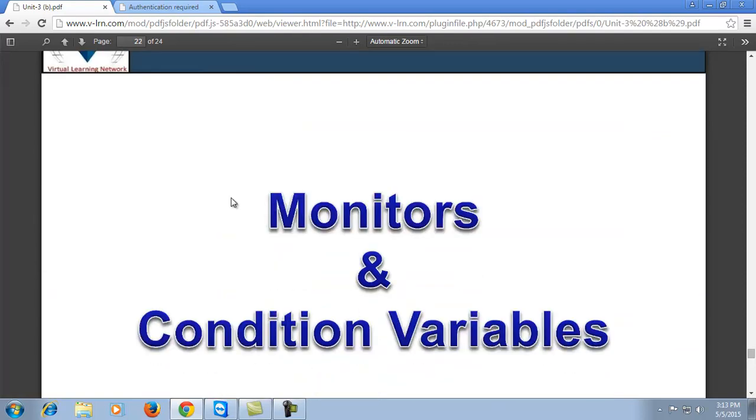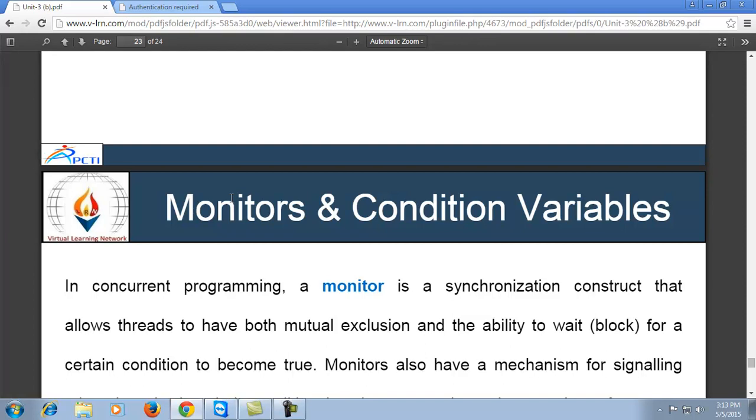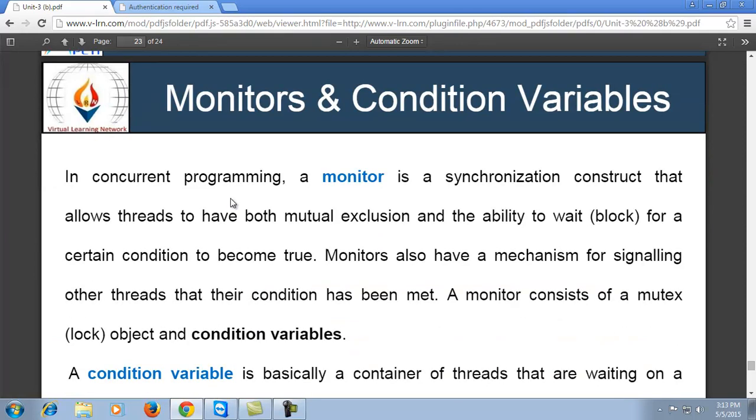Next is monitors and condition variables. In this topic, in concurrent programming, a monitor is a synchronization construct that allows threads to have both mutual exclusion and the ability to wait for a certain condition to become true. In this case, a number of processes are there for execution and completing their tasks. If a number of processes are executing their tasks, then another process has to wait, and it is allowed to wait for accessing the data, the resource or the system.